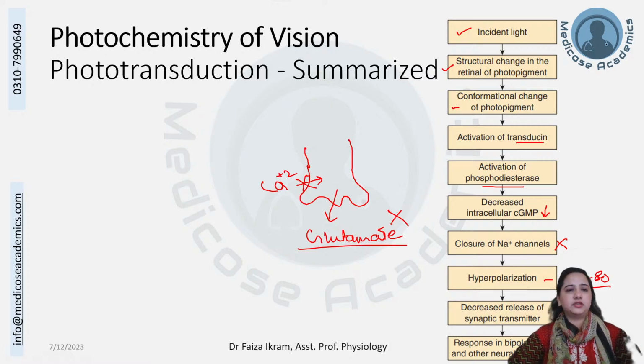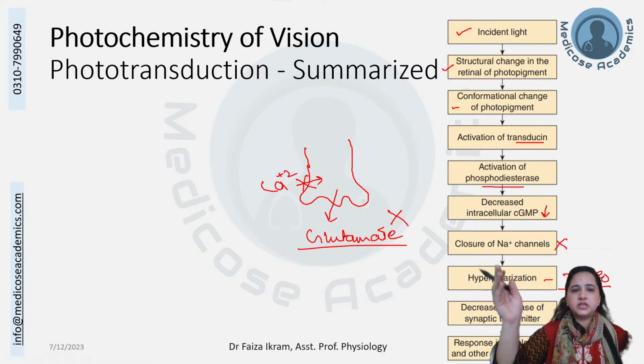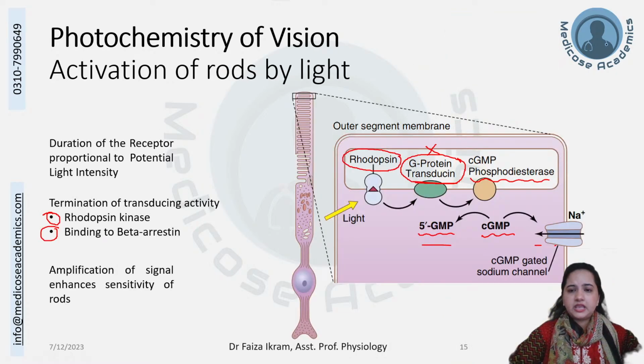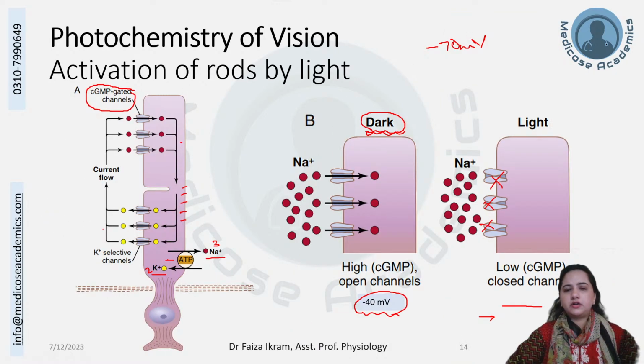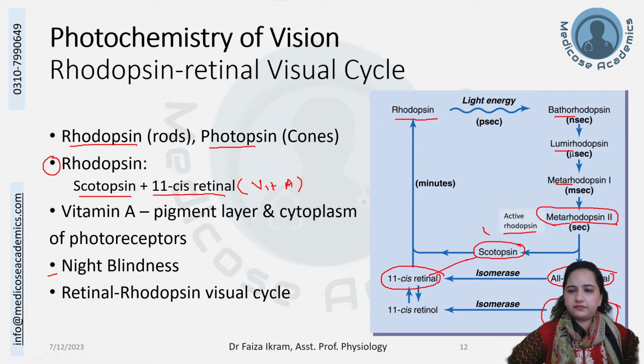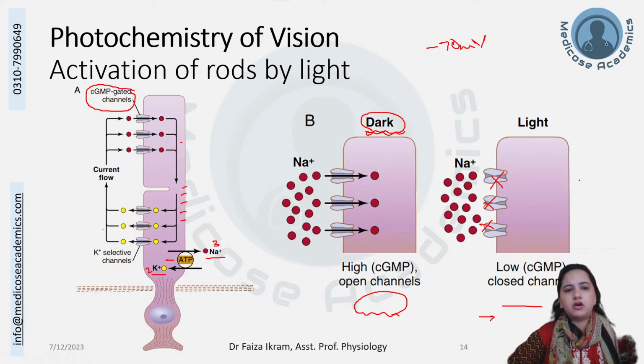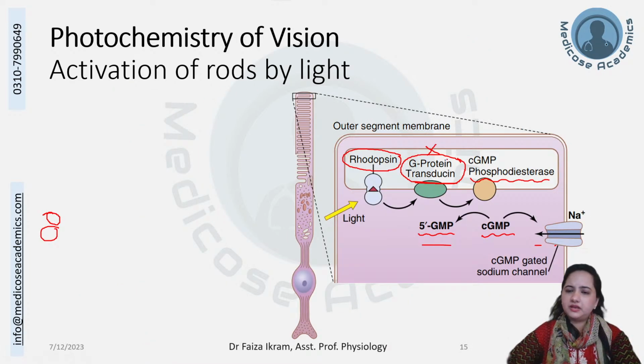So if you are asked about the phototransduction through the rods, you can give this detail. If you are asked about the retinal rhodopsin visual cycle, you can give this detail. If you are asked about the functioning of ionic bases of rods and cones, you can give this detail along with this detail.